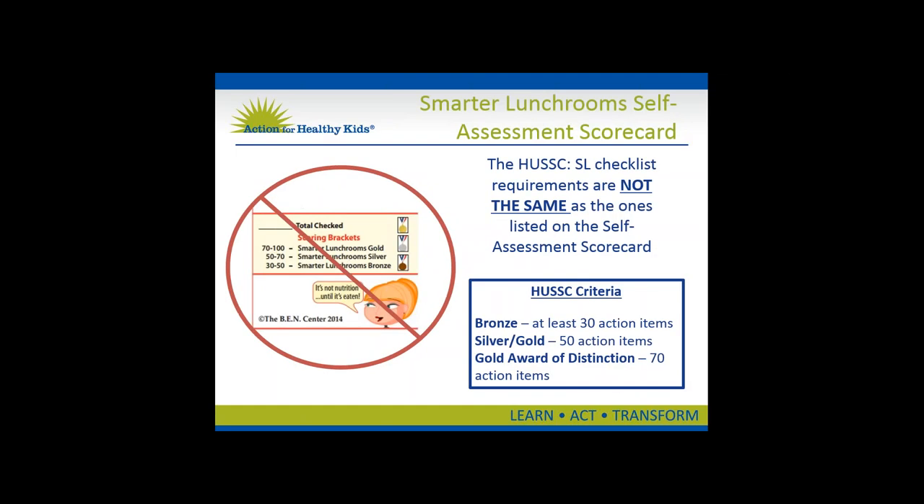I wanted to draw your attention to how the award levels are determined for Smarter Lunchrooms. So the requirements to become recognized as bronze, silver, gold, and gold award of distinction through the HealthierUS School Challenge Smarter Lunchrooms is different than what's listed on the Smarter Lunchrooms Self-Assessment Scorecard. This is because the Smarter Lunchrooms is a separate initiative from the HealthierUS School Challenge and has different award levels. Therefore, use the criteria that is listed in the HealthierUS School Challenge Smarter Lunchrooms application to determine your award level.